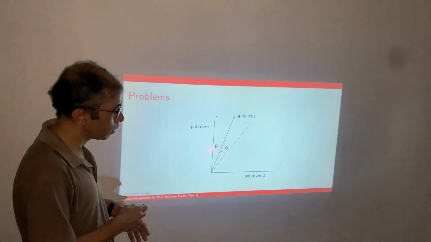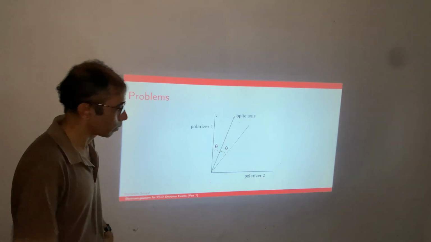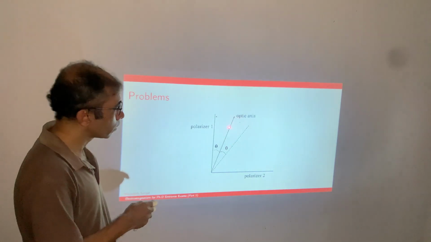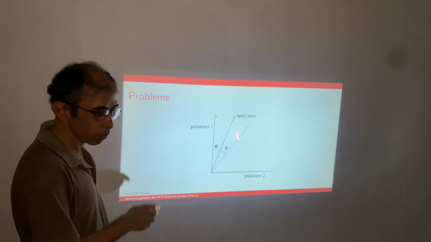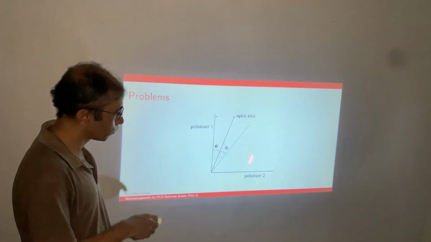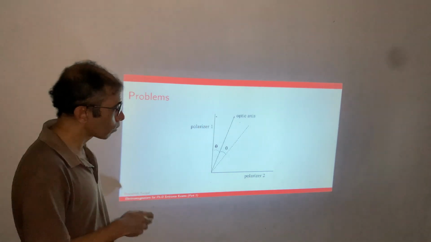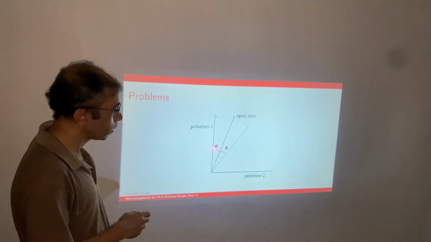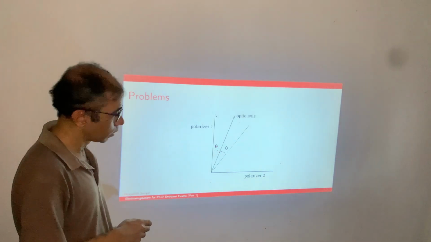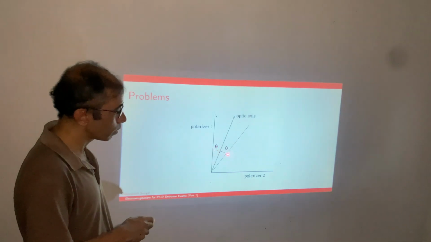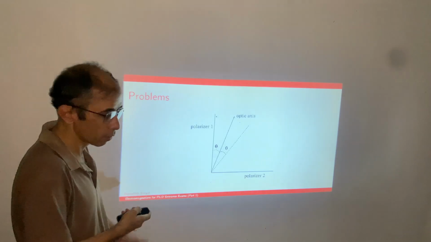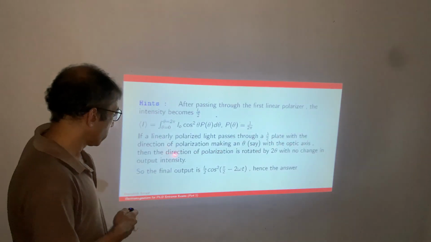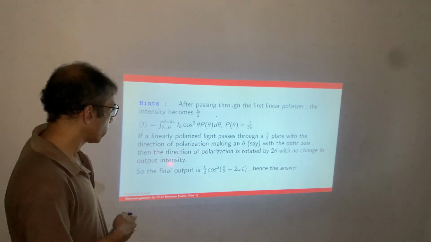This direction will be rotated by twice theta. And here theta is, so this optic axis is rotating with some angular velocity omega. So the theta will be here omega t. So this is twice theta, which will be twice omega t. That's it. If you can understand this, then the direction is with no change in output intensity.